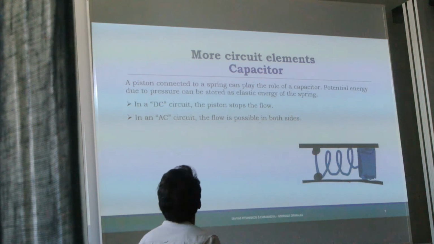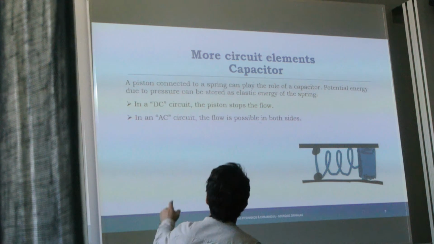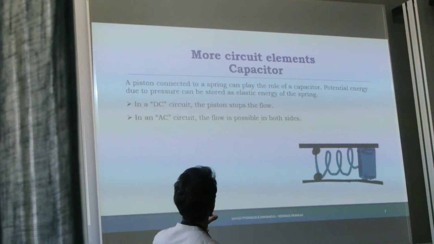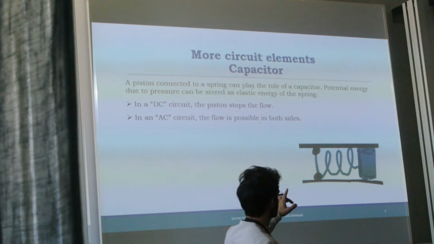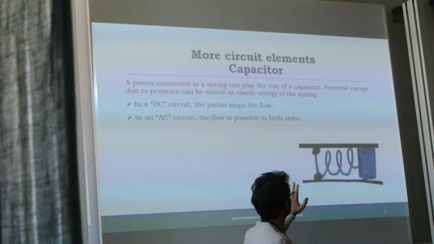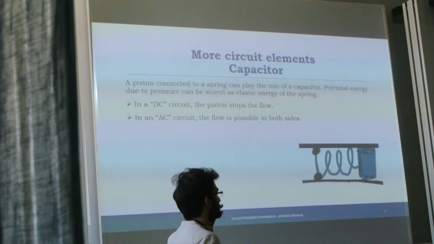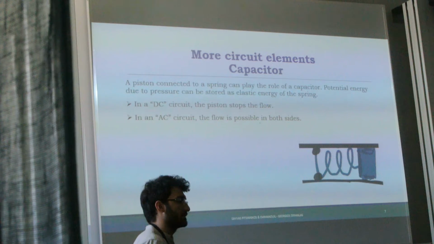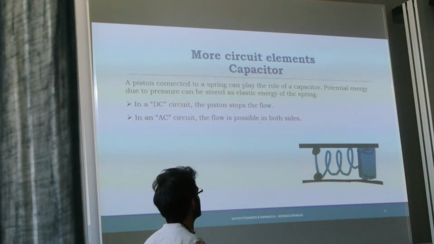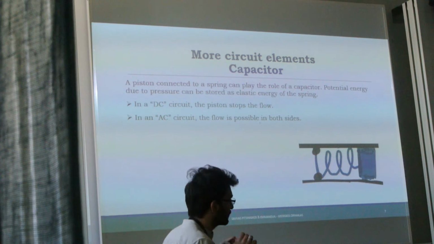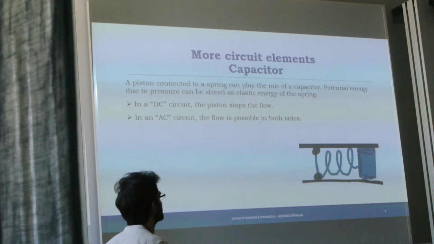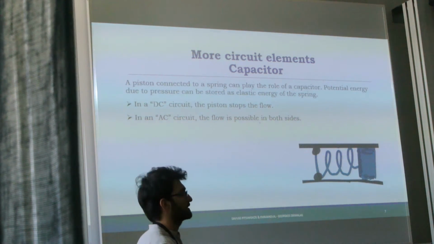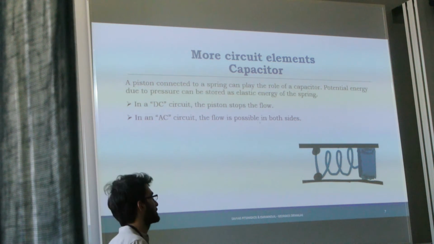So here we see an analogy for the capacitor. It's a piston connected with a spring which is stable, and as we have no current flow, it blocks current flow in DC completely, like a normal capacitor does, and it holds a certain amount of energy in it, from which we can produce current.